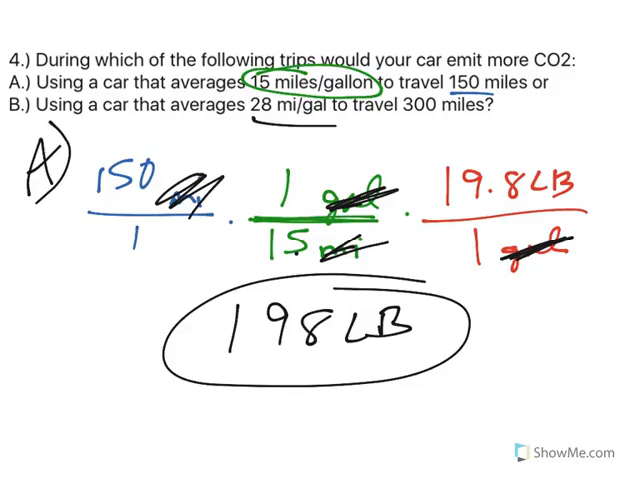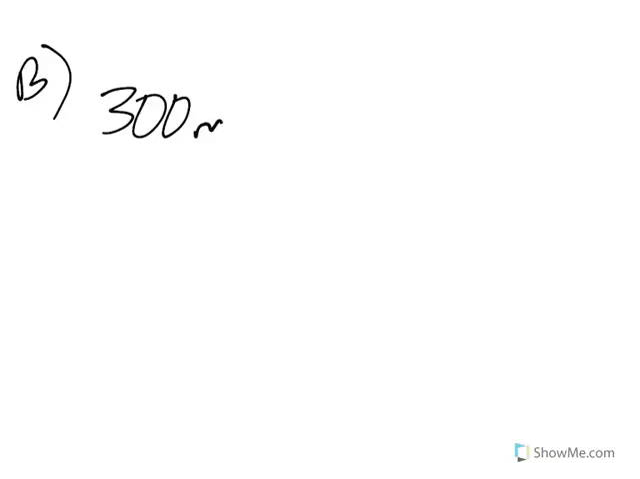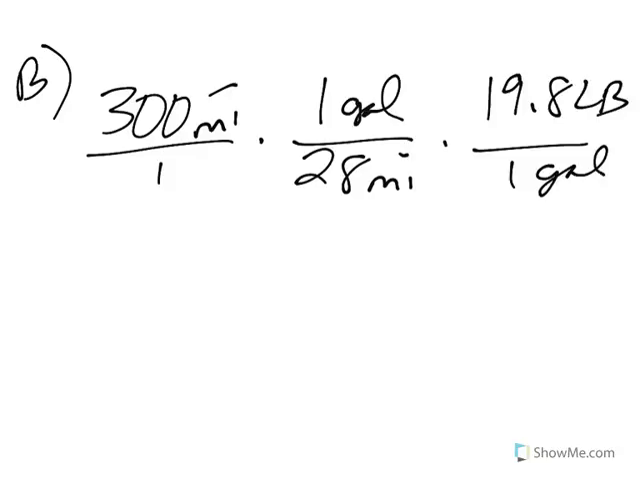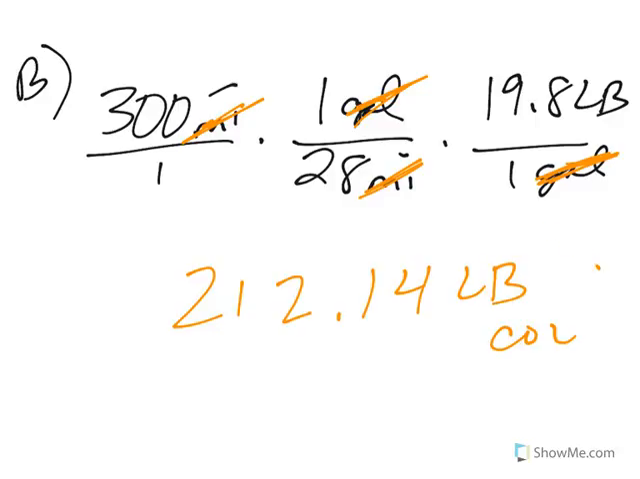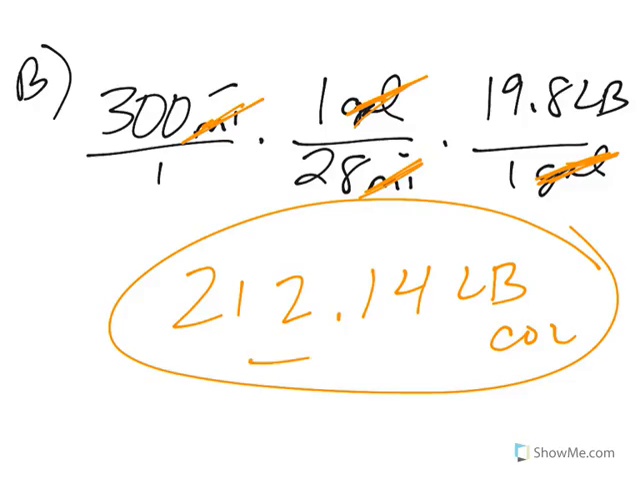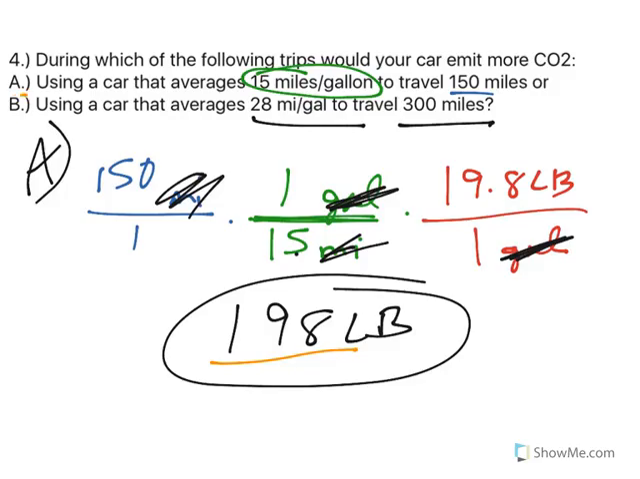Okay, part B. Well, I didn't read part B. 28 miles per gallon for 300 miles. So 300 miles at 28 miles per 1 gallon, and we know that gas emits 19.8 pounds per 1 gallon of gas. So gallon, gallon, mile, mile. 300 divided by 28 times 19.8 gives me 212.14 pounds of CO2. Therefore, A gives 198, B gives 212, so which one is more?